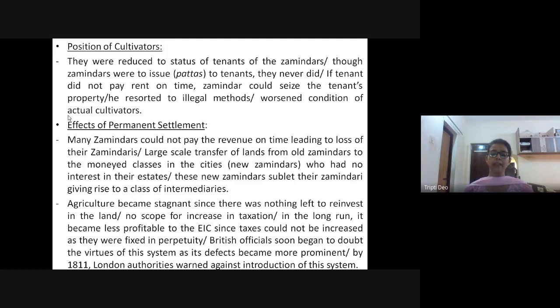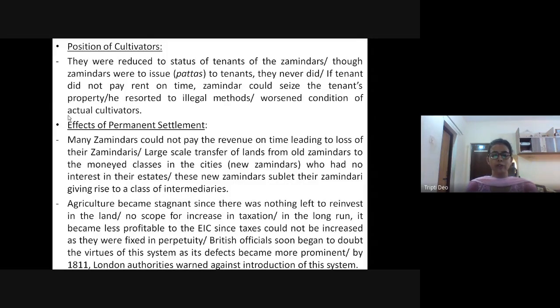Ab ye jo naye zamindars the, ye gaon mein nahi rehte the. They did not live in the villages. They were living in cities. So they were remote controlling their orders in the village. That means that they were moneyed class, but they had no interest in their land in the village. They had just taken the right to pay revenue, collecting it from the peasants, but they really did not have any interest in the land which was there as a part of the zamindari in the village, right? Agriculture became stagnant since there was nothing left to reinvest in the land, no scope for increase in taxation. So therefore, in the long run, the East India Company realized that it was not a profitable venture.